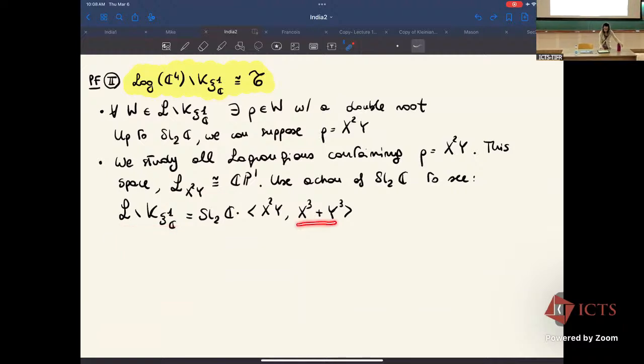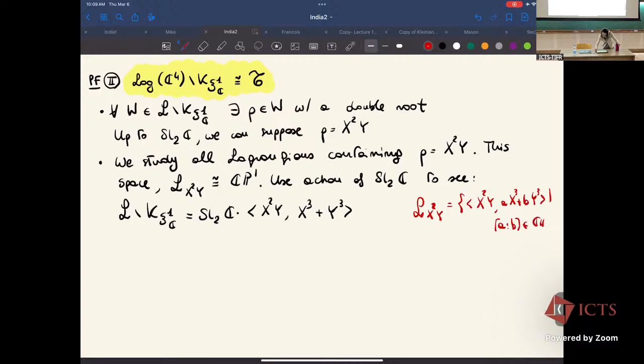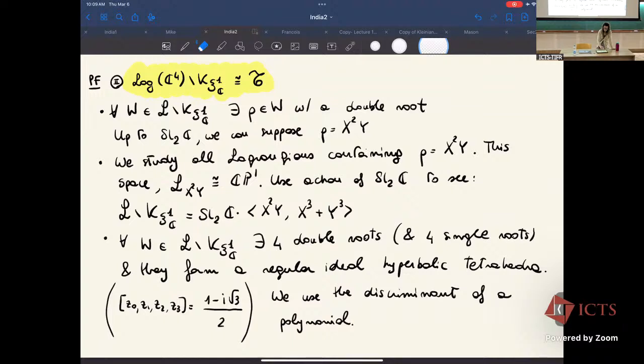So as long as this is not this triple root, what we really do is that these L x squared y are the Lagrangians parameterized by x squared y, a x3 plus b y3, such that this is in CP1. And the point is that we can use the last freedom of the SL2C action to choose this point to be the point 1, 1. So this space is really the orbit of this Lagrangian. And so we then study this particular Lagrangian.